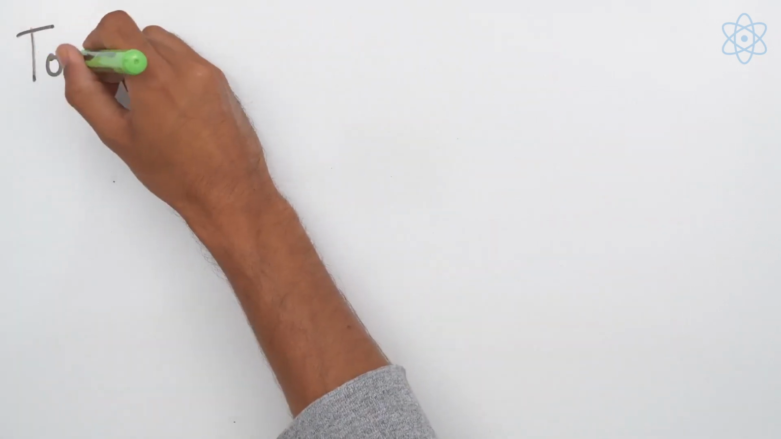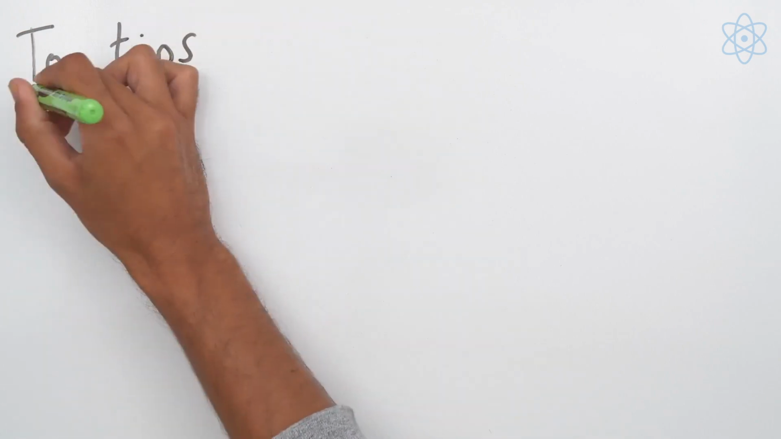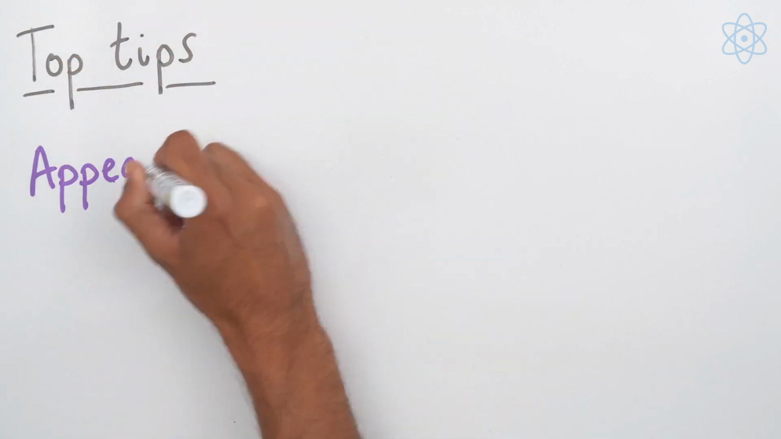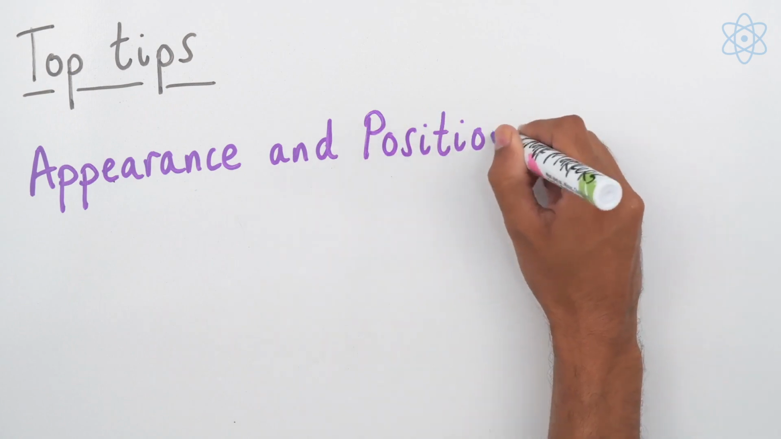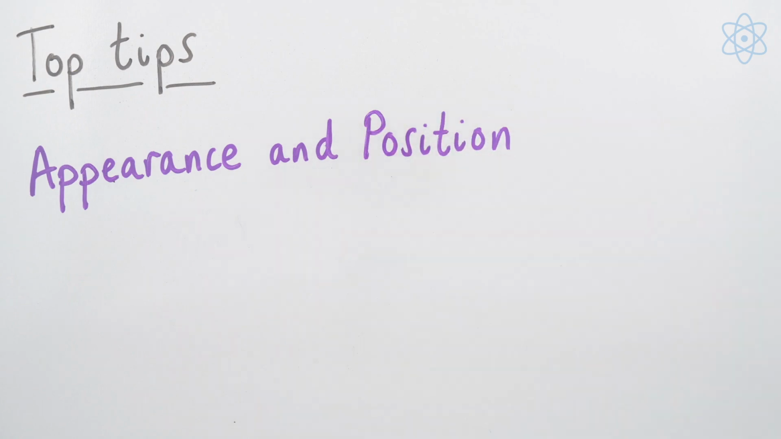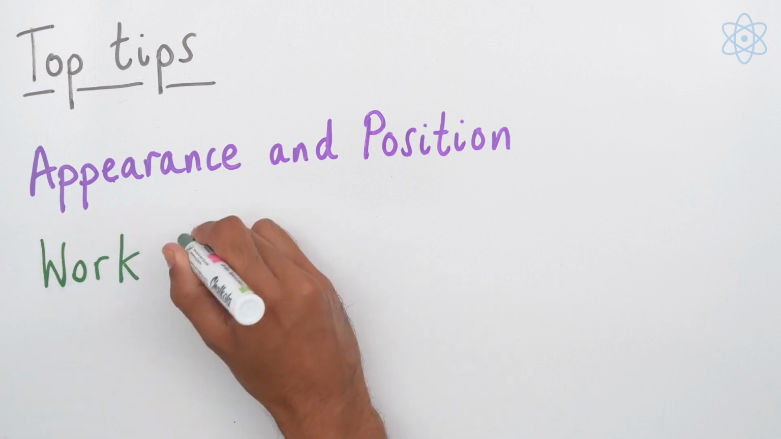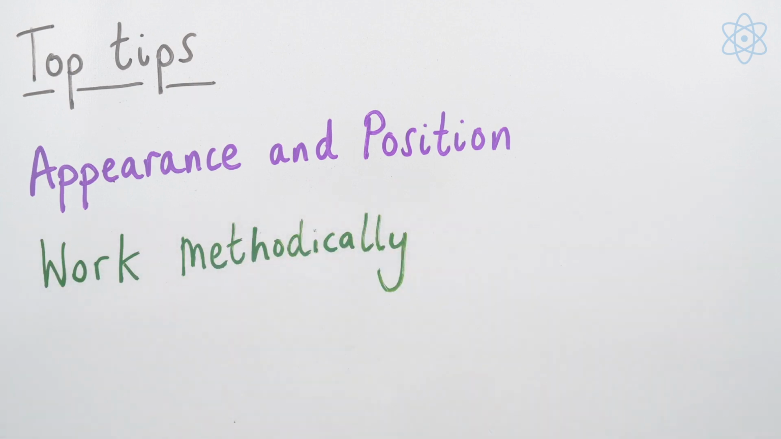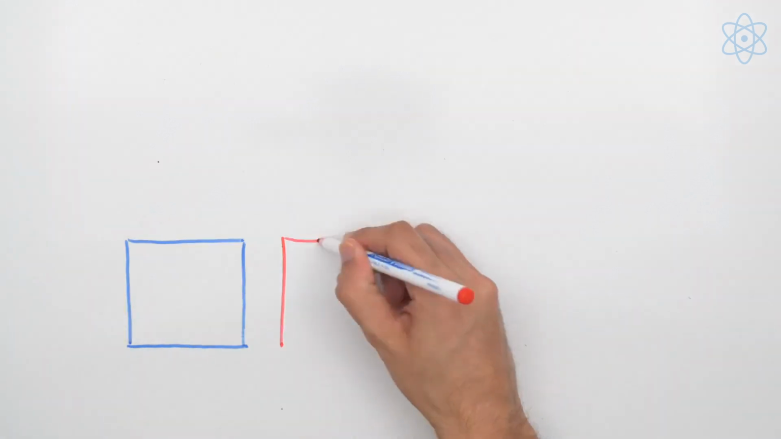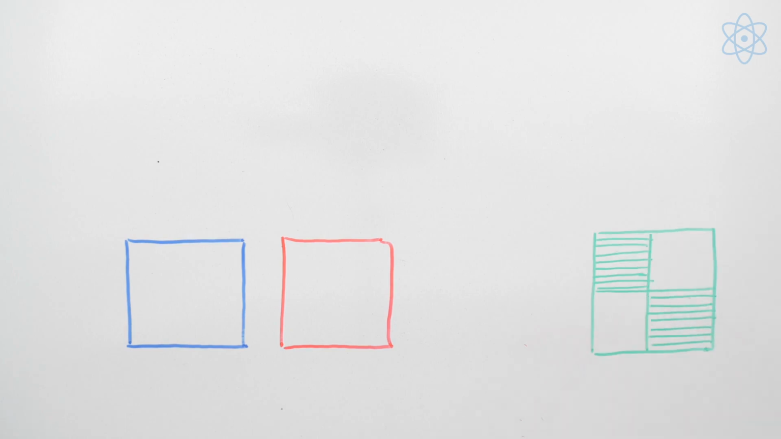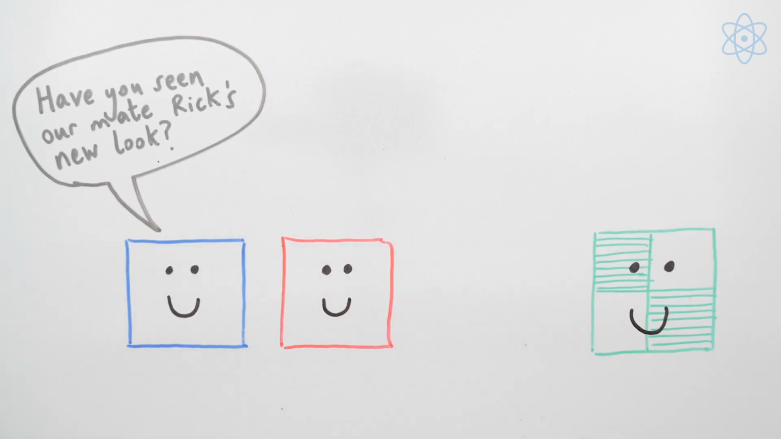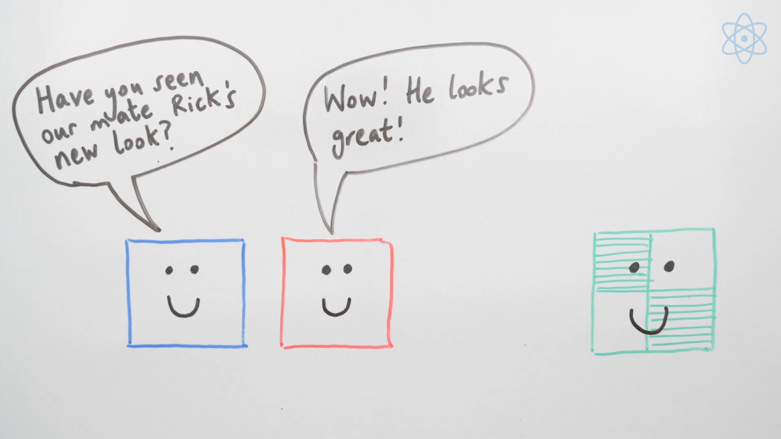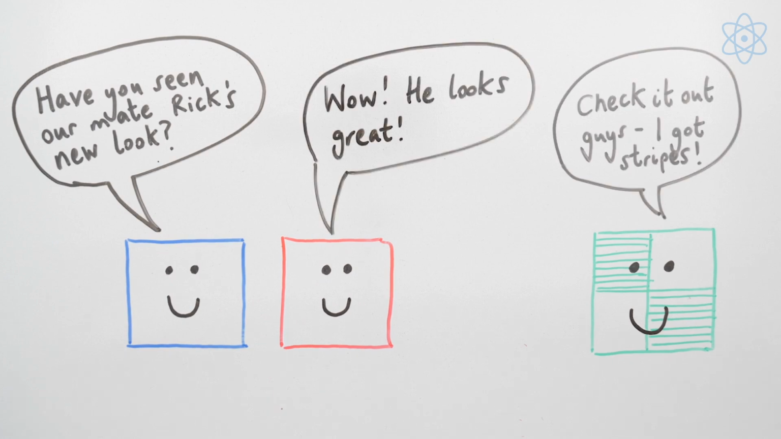Top tips. When answering matrices questions, you will need to look carefully at how the shapes in each box look, and how they're positioned. Work through the questions methodically. Each time you identify a pattern that is running through a matrix, use it to rule out options. Keep looking for patterns until you are left with one answer. This is the option that will fill the gap, and in doing so, complete the matrix.